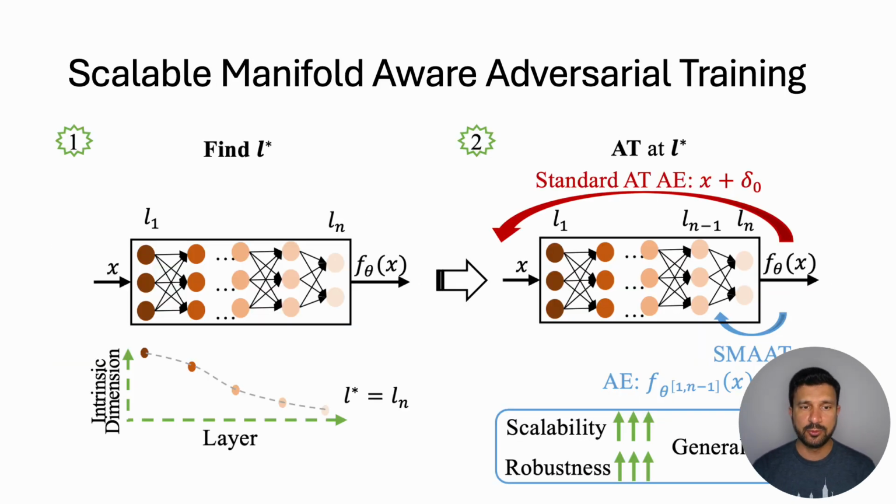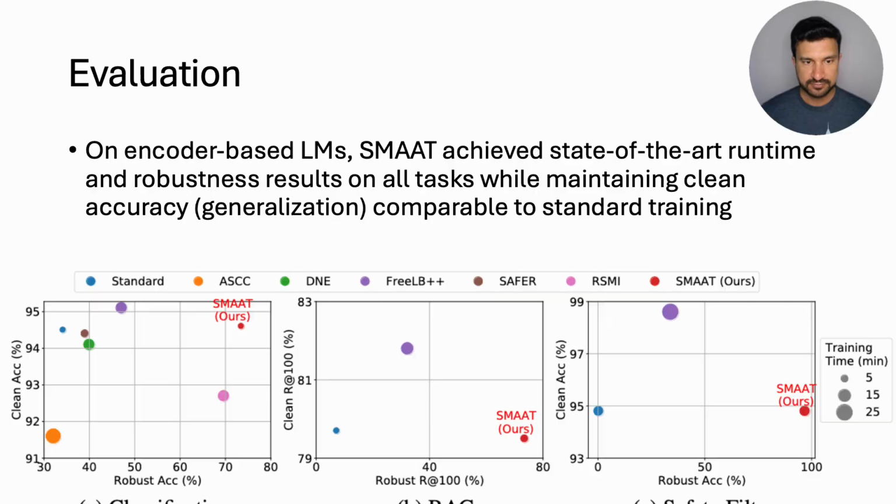This is where we propose our method, which is scalable manifold-aware adversarial training. First we find the layer with the lowest intrinsic dimensionality, and then we perform adversarial training up to that point only. Instead of having the full backward pass to the initial layer, we only do the training to the layer with the smallest intrinsic dimensionality, and this improves scalability, robustness, and generalization.